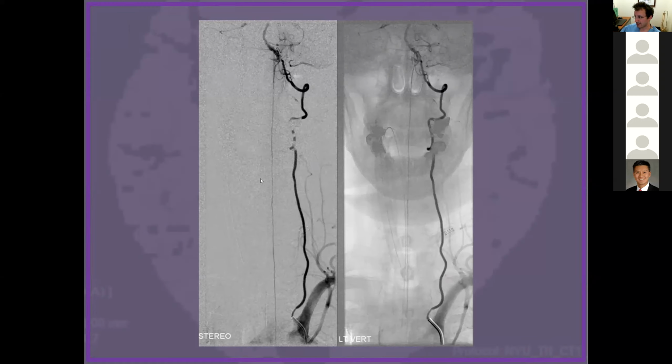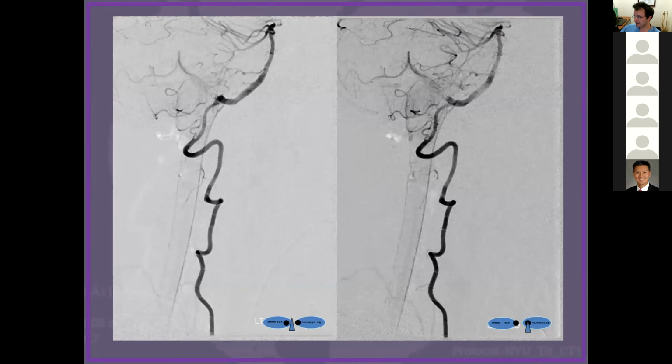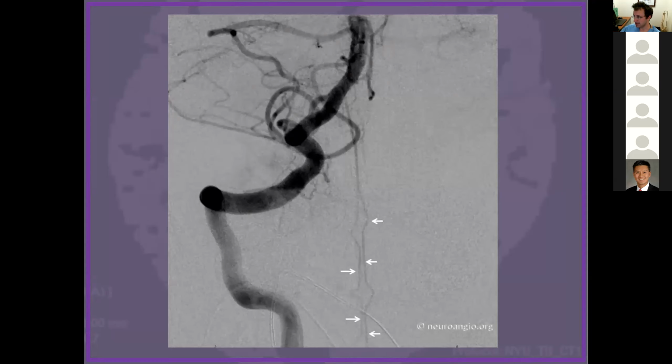Just some variations. Sometimes you can see something as crazy as this. And here is a nice posterior spinal network, a lateral spinal. We're not going to get into the lateral spinal business at the moment. I think we'll save that for when we do the brainstem.